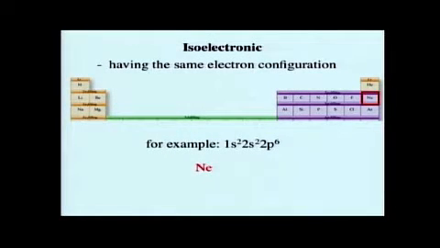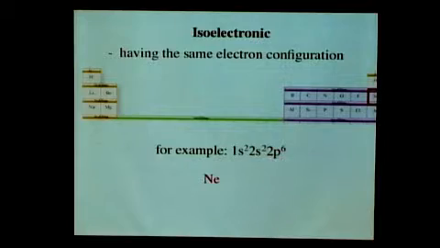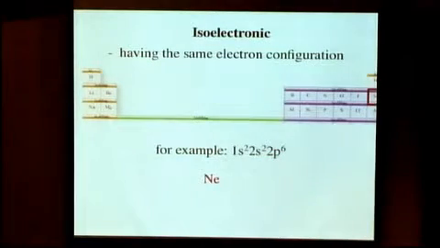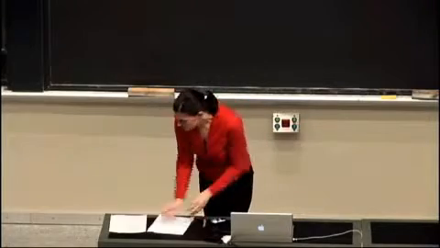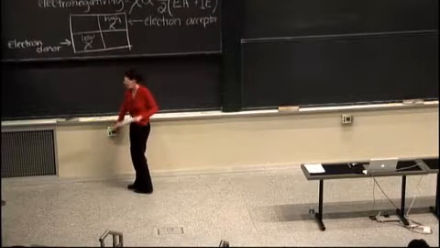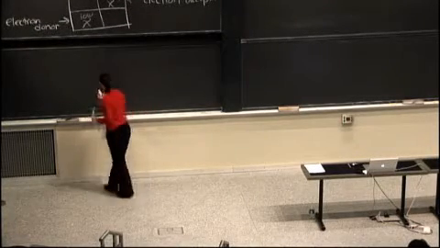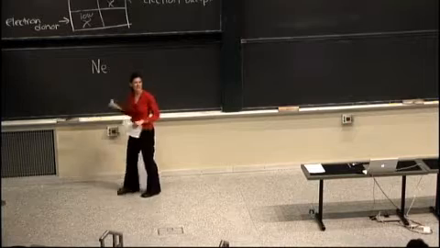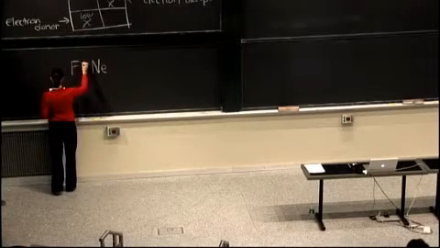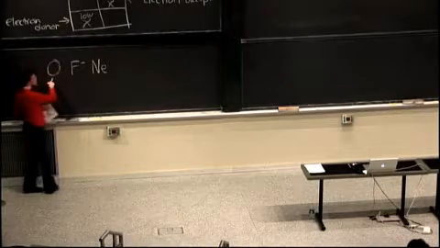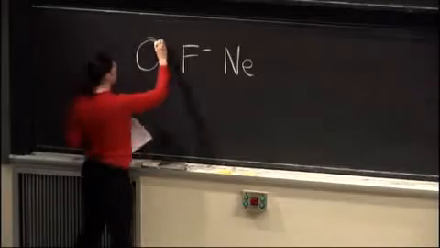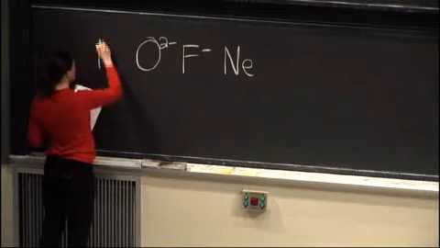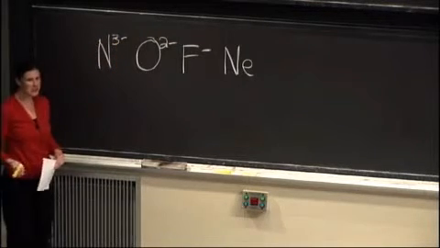So for example, if we think about fluorine, that has an electron configuration of 1s2, 2s2, 2p5. So all we would need to do is add one more electron to get the same configuration as for neon. So we can say that F- is isoelectronic with neon. If we have neon here and we want to think about what's isoelectronic, F- would be isoelectronic. We also have oxygen. What would the charge on oxygen be? Right, 2-. Then also nitrogen, 3-. These are all going to be isoelectronic with neon.